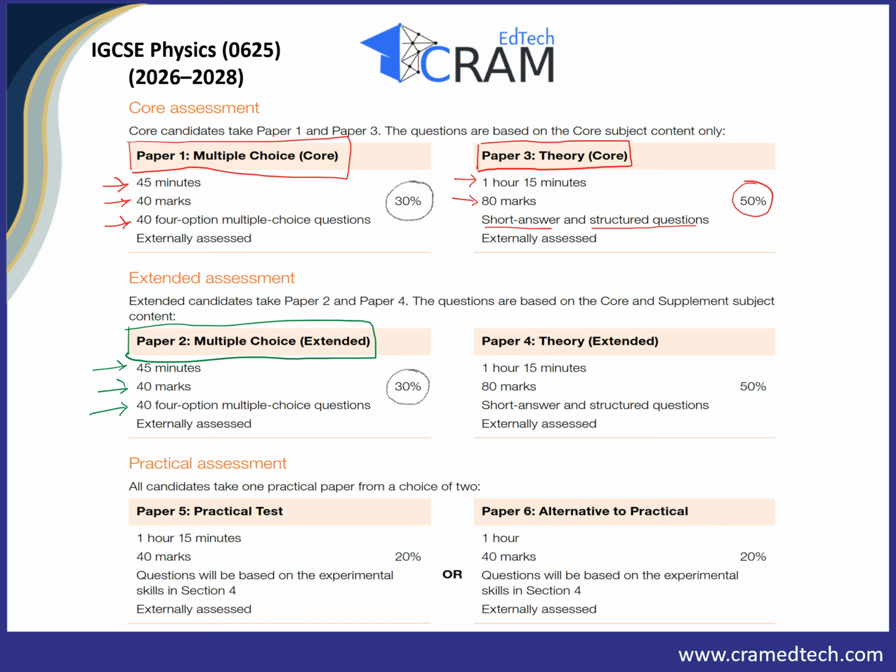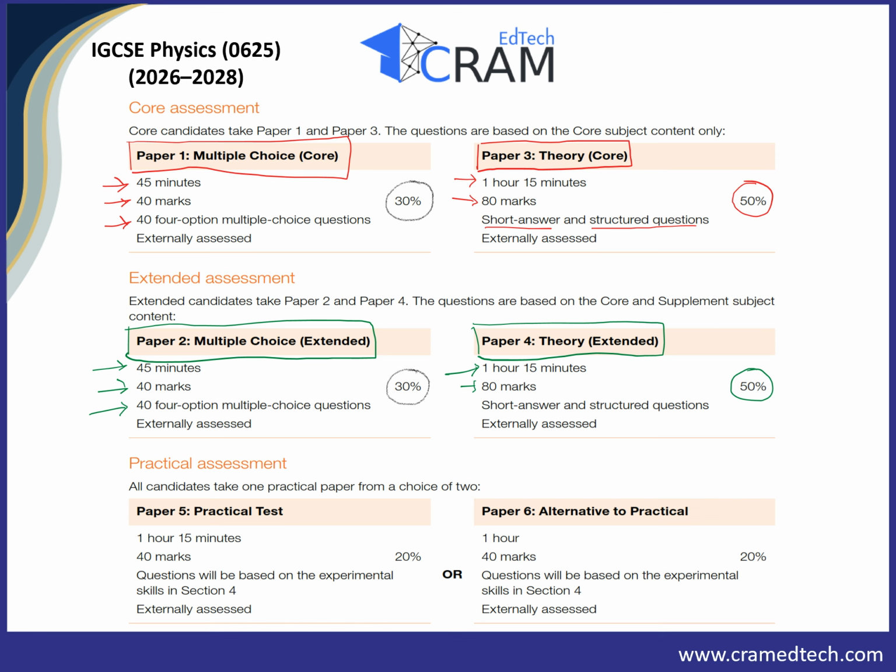But parallel to this, if you see the extended assessments, that's paper 4. Now paper 4 is extended. Same as paper 3, it is 1 hour 15 minutes, total marks 80, short answer and structured questions, and it will be externally assessed. It also covers 50% of the total assessment.